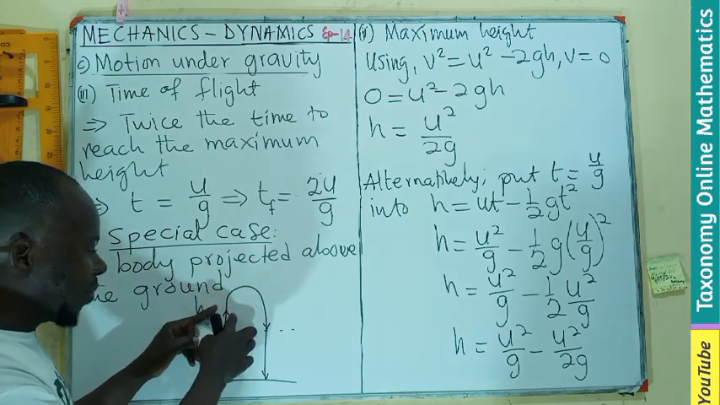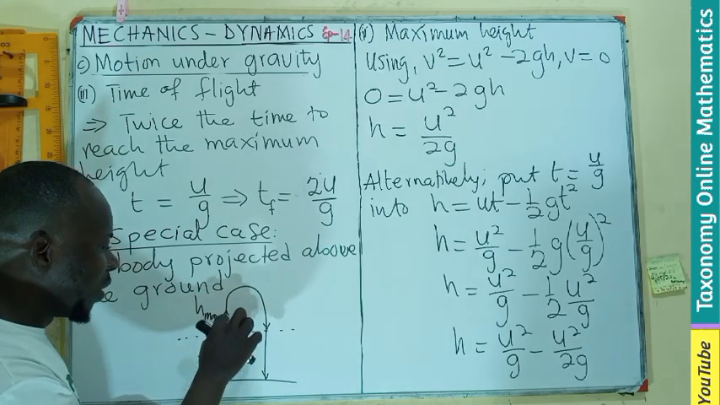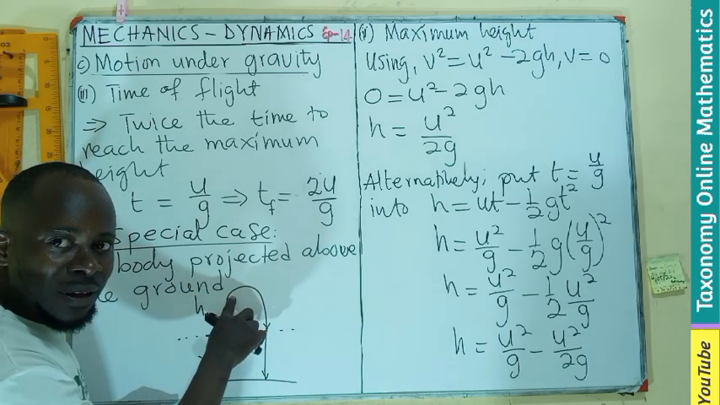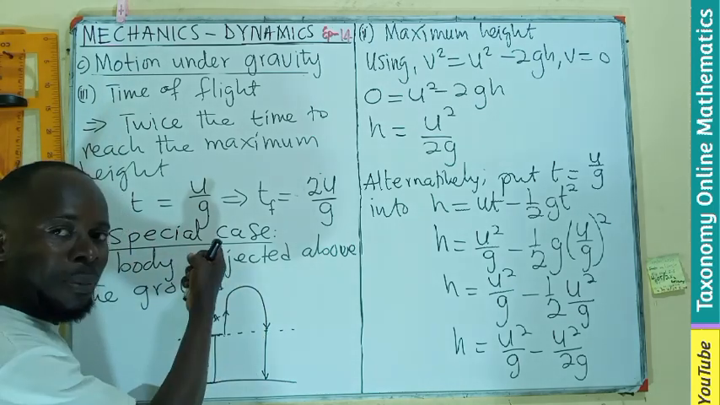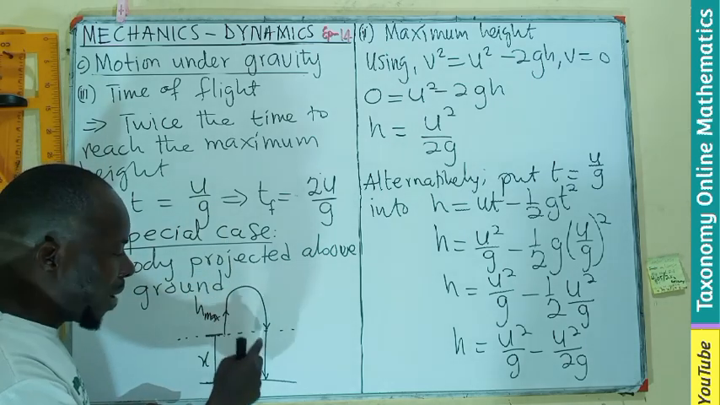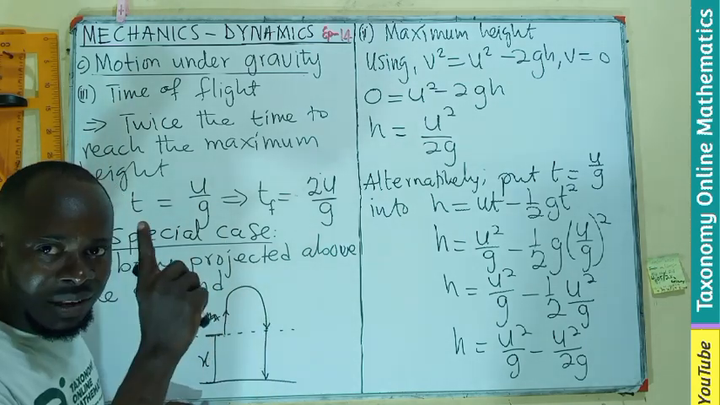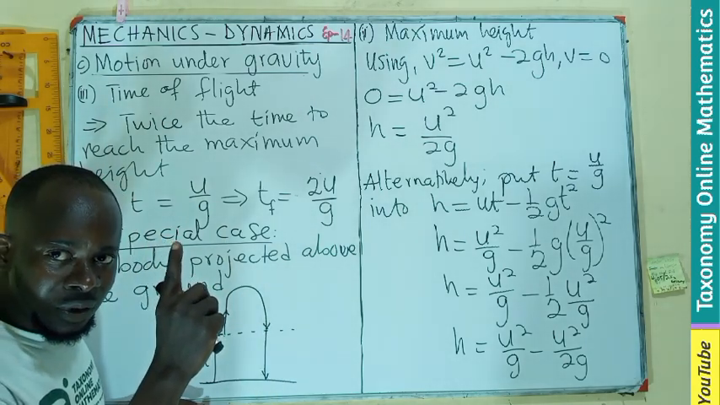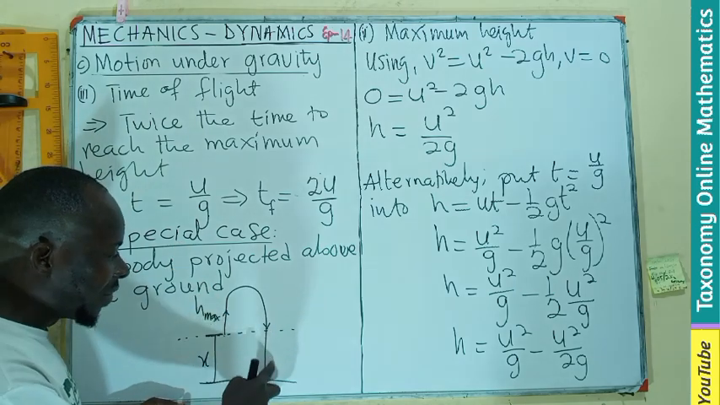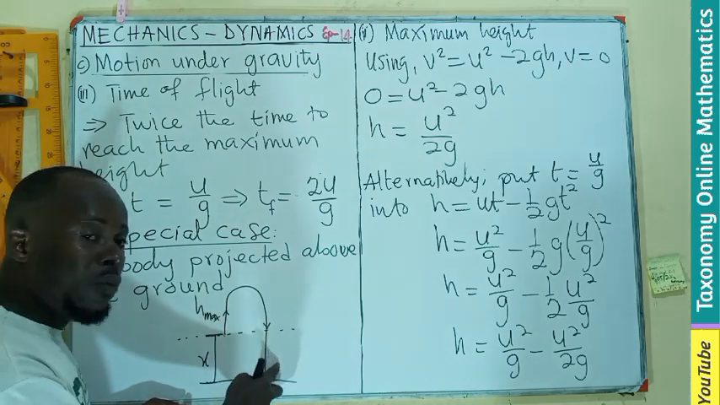So if I know the maximum height, it means it will move from here to here twice, move up and come down. But it will move the X only once. Do you get it? It's going to move the X only once. Here will be moved only once.